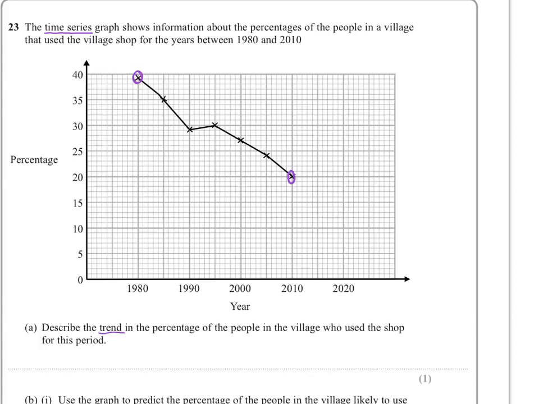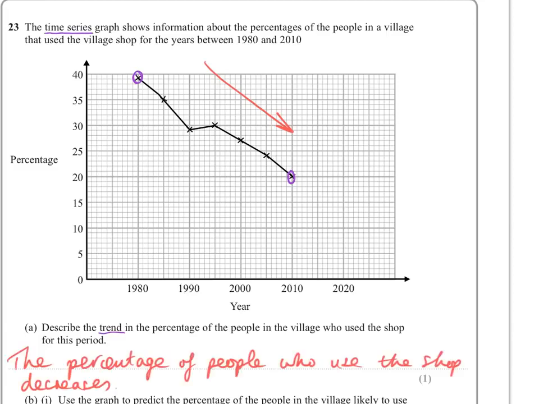Well, hopefully you can see that it's a downward trend, and I would say something like this. The percentage of people who use the shop decreases, and that's a perfectly fine answer.